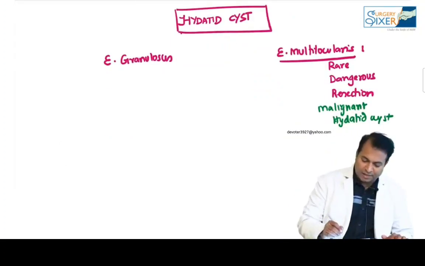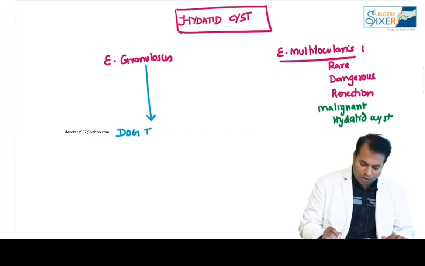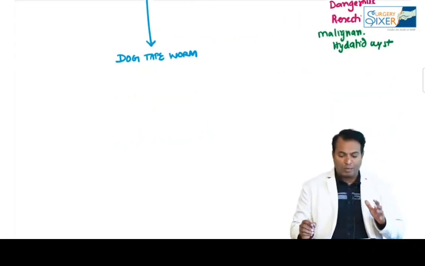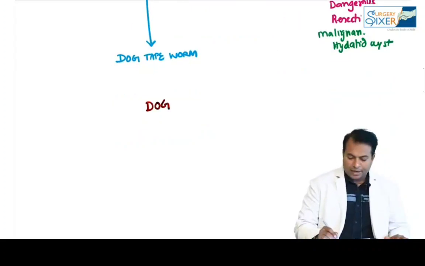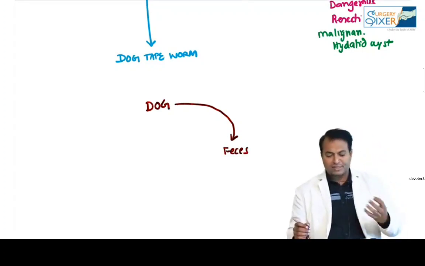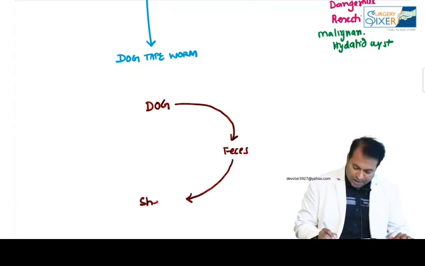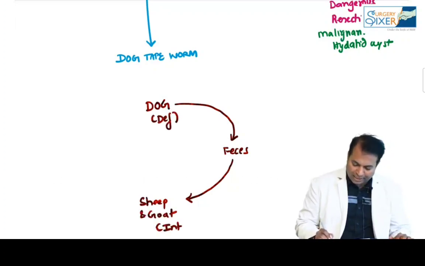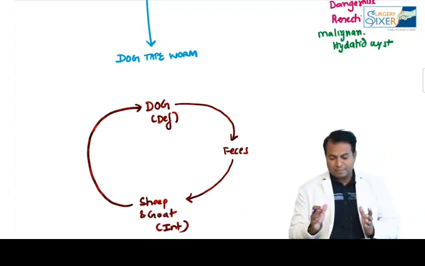We go to the commonly seen infection, Echinococcus granulosus, which is nothing but the dog tapeworm. This worm is consumed by the dog. It spreads from the dog into the feces of the dog, and the cyst in the feces is eaten by sheep and goats. Dog is the definitive host, sheep and goat are the intermediate host. And again it spreads to the dog like this, so it is spreading between dog and sheep.